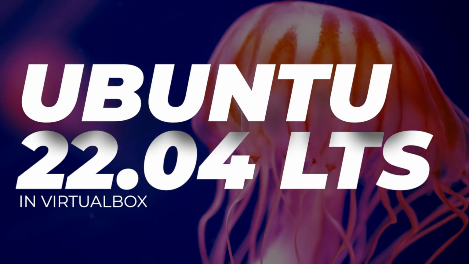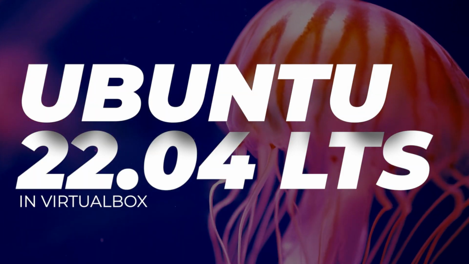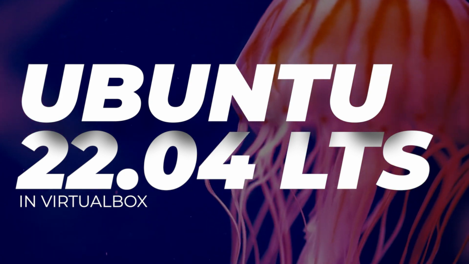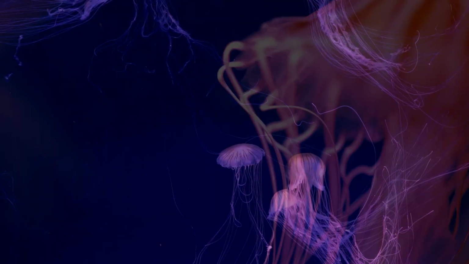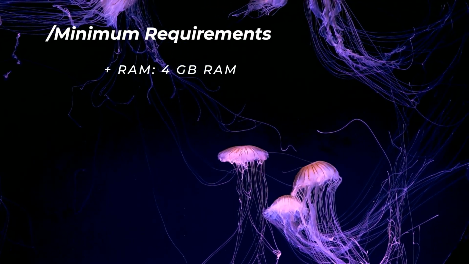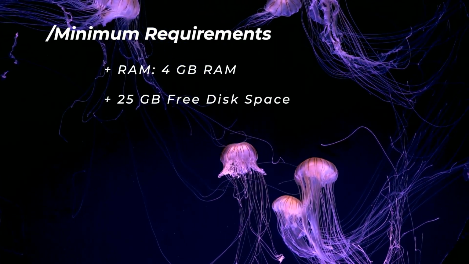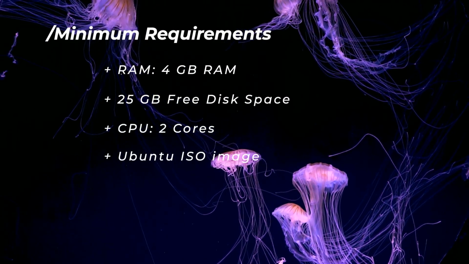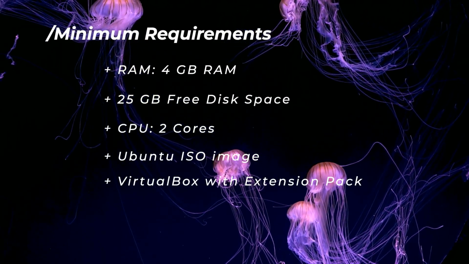In today's video, we're going to be installing Ubuntu version 22.04, the long-term support version, in VirtualBox on a Windows 11 PC. Before we get started, let's take a look at the minimum requirements. For RAM, we're going to need at least 4 gigs available, 25 gigs of hard disk space available, 2 CPU cores, the Ubuntu ISO image file, VirtualBox, and the extension pack.